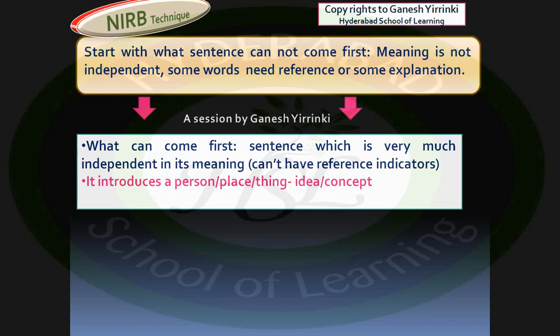So now, I have written here: start with what sentence cannot come first. Instead of looking for what can come first, I would suggest you look for what sentence cannot come first. Meaning, what kind of sentences cannot come first? Sentences which are not independent cannot come first. For example, we have a sentence like, "The result is people started hating the policies of the government." If you read that sentence, the result is people started hating the policies of the government.